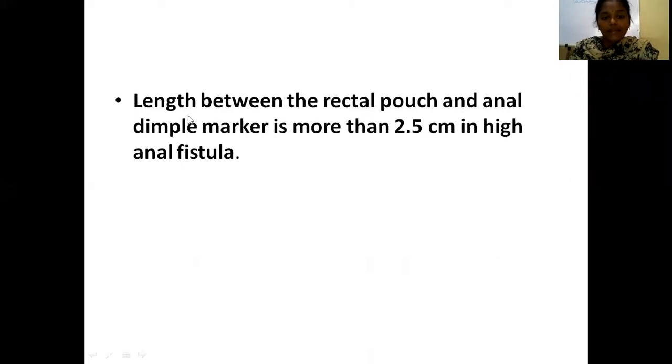Okay, the length between the distal rectal pouch and the anal dimple marker which you place, if the length is more than 2.5 centimeters, then it indicates it's a high anal fistula. If the length between the rectal pouch and the anal dimple marker is more than 2.5 centimeters, then it indicates it's a high anal fistula.